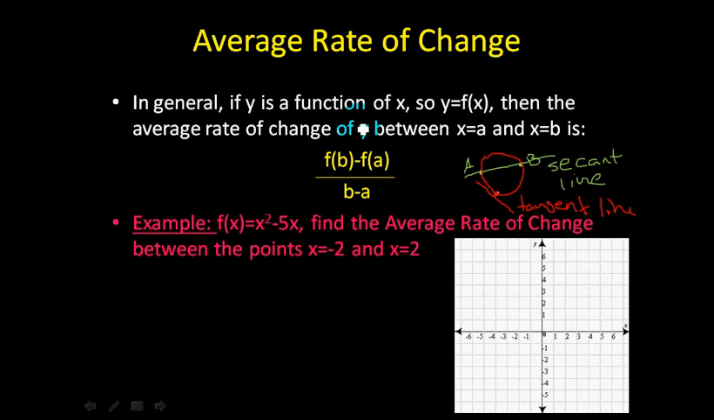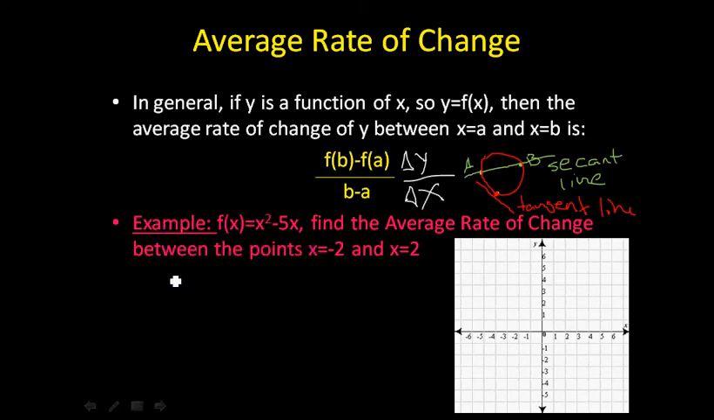In general, if y is a function of x, so y equals f of x, then the average rate of change of y between x equals a and x equals b is f of b minus f of a over b minus a. So it's basically the change in y over the change in x. So if you recall from an algebra course you took, when you're finding the slope of a linear function, you use change in y over change in x. So this is what we're finding. We're finding the slope of the secant line.